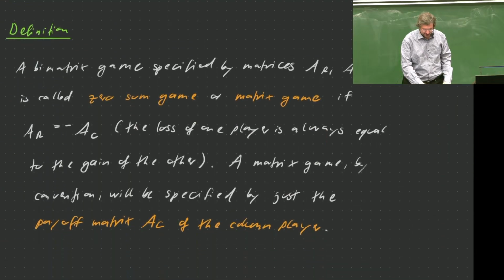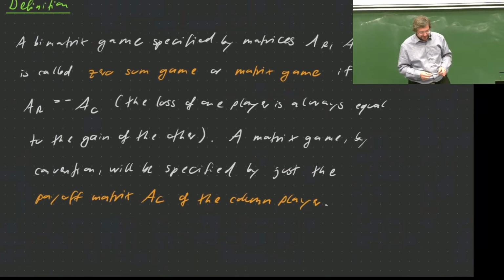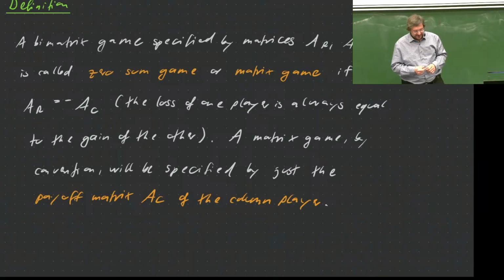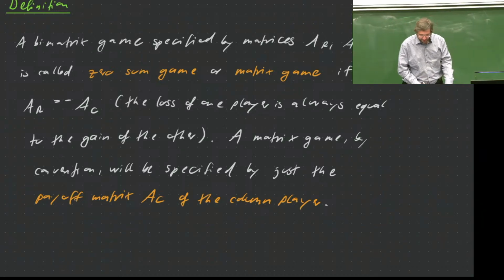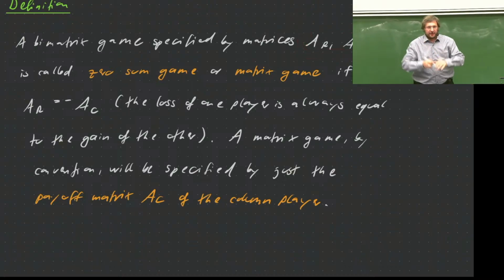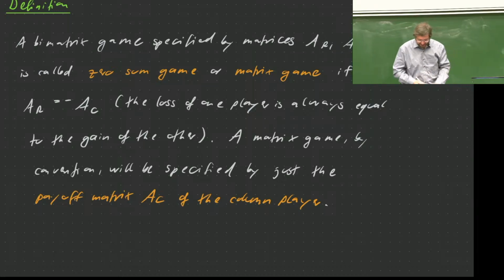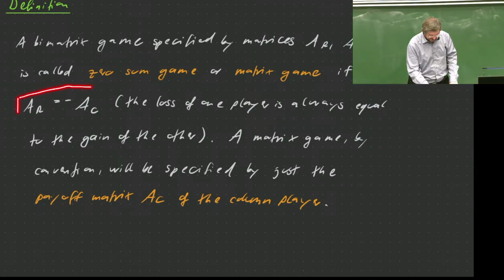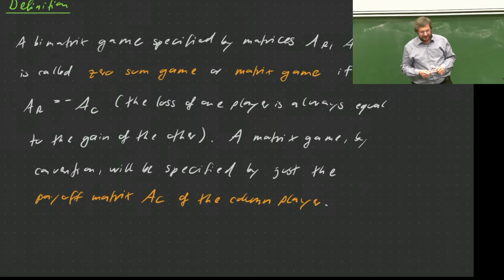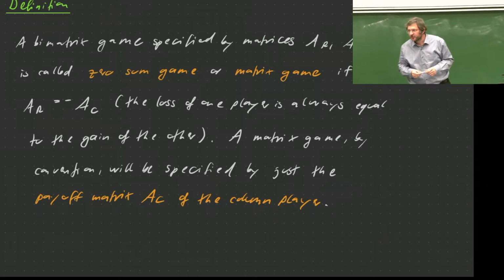And we'll be able to do some more analysis of those. First definition, we've already briefly touched on that yesterday. If we have a bimatrix game where the two matrices, AR and AC, the payoff for the row player and the column player, are closely related, and by closely I mean one matrix is the negative of the other, then we'll call this a zero-sum game or a matrix game. And matrix game is the name I'll usually use from this point on.